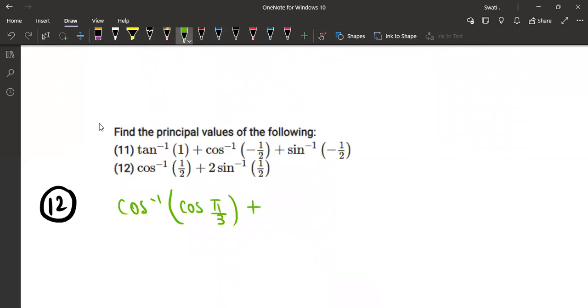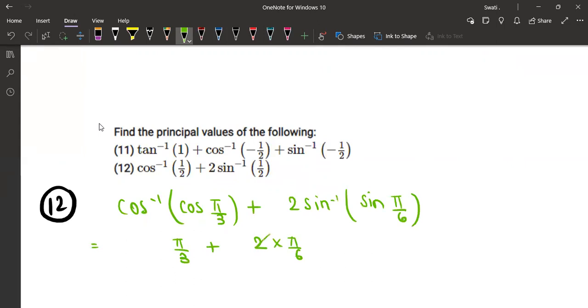Right? Plus, this will become 2 sine inverse. For what value of sine the value is half? It's very common. We are using it from the starting. And that is sine 30. So pi by 6. Now we know that cos inverse cos theta is theta, so it is pi by 3. And here this will become 2 sine inverse sine theta, we know it is theta, so it is pi by 6.